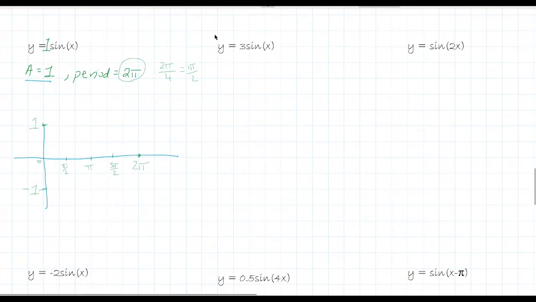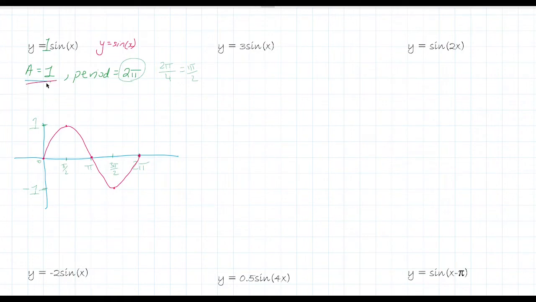And now we can draw in our graph. Starting at 0, at pi on 2, we'll have our highest point at 1. At pi, we'll be back at 0. At 3 pi on 2, we'll be at our most negative point at -1. And at 2 pi, we'll be back at 0. So now if we connect all these points up, there. So that's what a y equals sine x graph looks like.